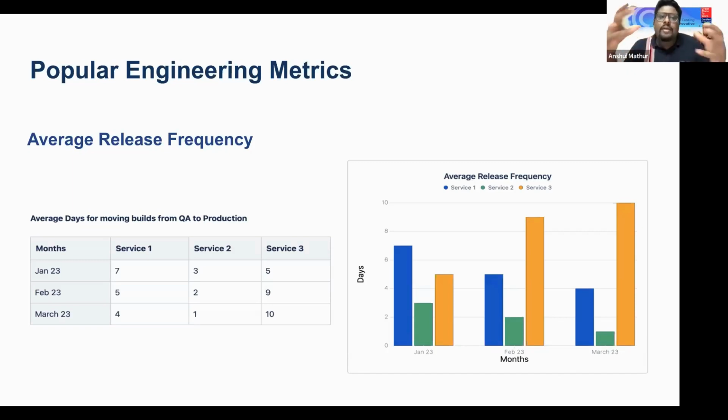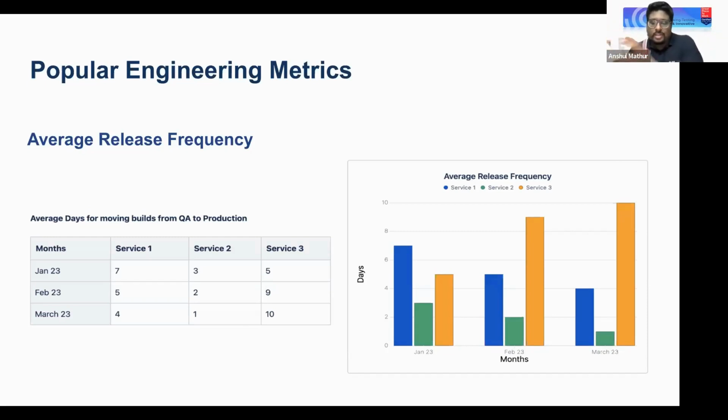So you can calculate the average release frequency of your product, of your microservice, right? Let's say per microservice, you can find out the average number of days a build takes from when it is first deployed to QA to the point where it is deployed to production. The average number of days for all these builds moving from staging to prod is essentially your release frequency, which you can visualize via some charts as well.